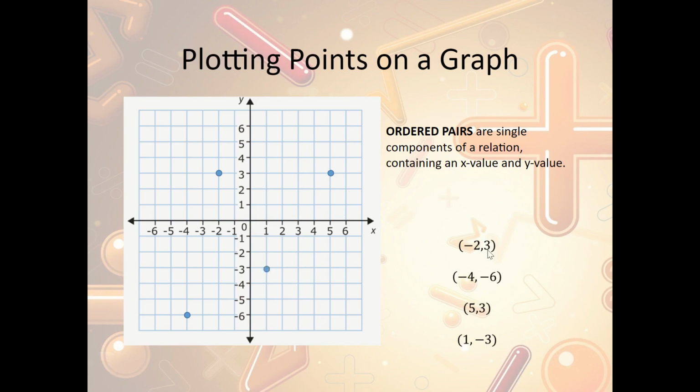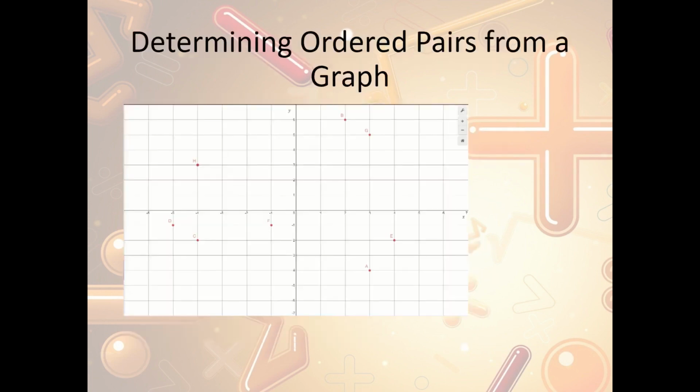And now I have plotted all 4 of these ordered pairs. Now part of this is being able to plot the points, but the other part of it is being able to recognize the points once they're already graphed. So in this case, I'm given some points and asked to find where those ordered pairs are.